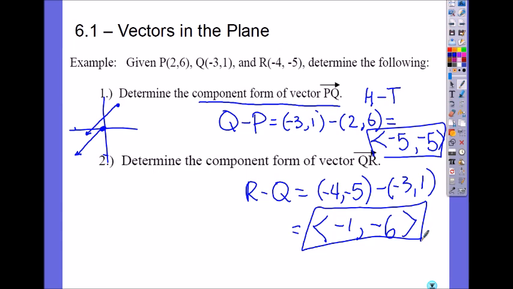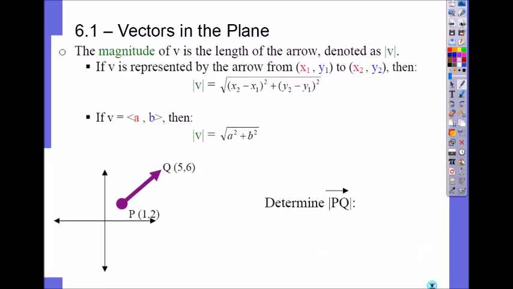And we will have our first exit card on Tuesday on these magnitude and component form and addition and subtraction. So now we're going to find the magnitude. Again, what is the magnitude of a vector? It's the length.